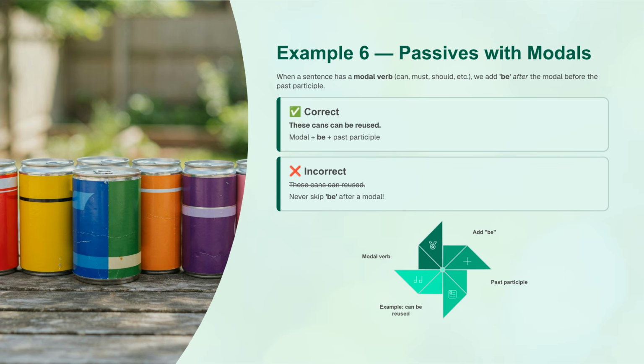In example 6, we look at passives with modals. When a sentence has a modal verb like can, must, or should, we add be right after the modal before adding the past participle. For example, it is correct to say, these cans can be reused. Here, we use the modal can, followed by be, and then the past participle reused. It is incorrect to say, these cans can reused. Remember, never skip be after a modal verb. Always follow the pattern. Modal verb plus be plus past participle.